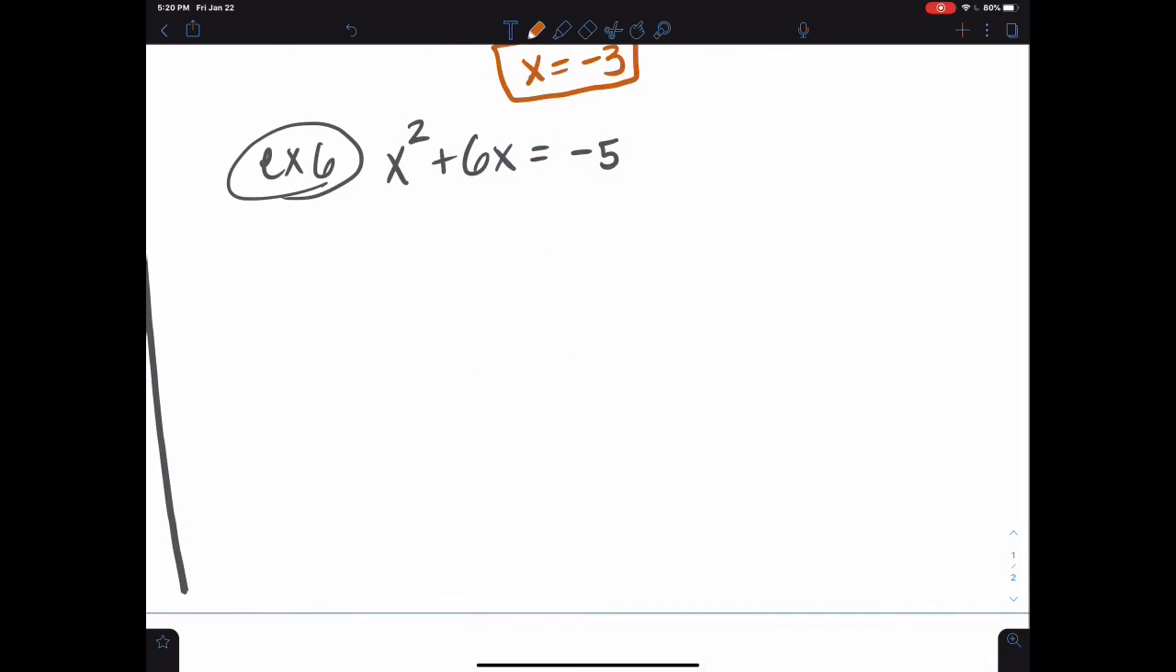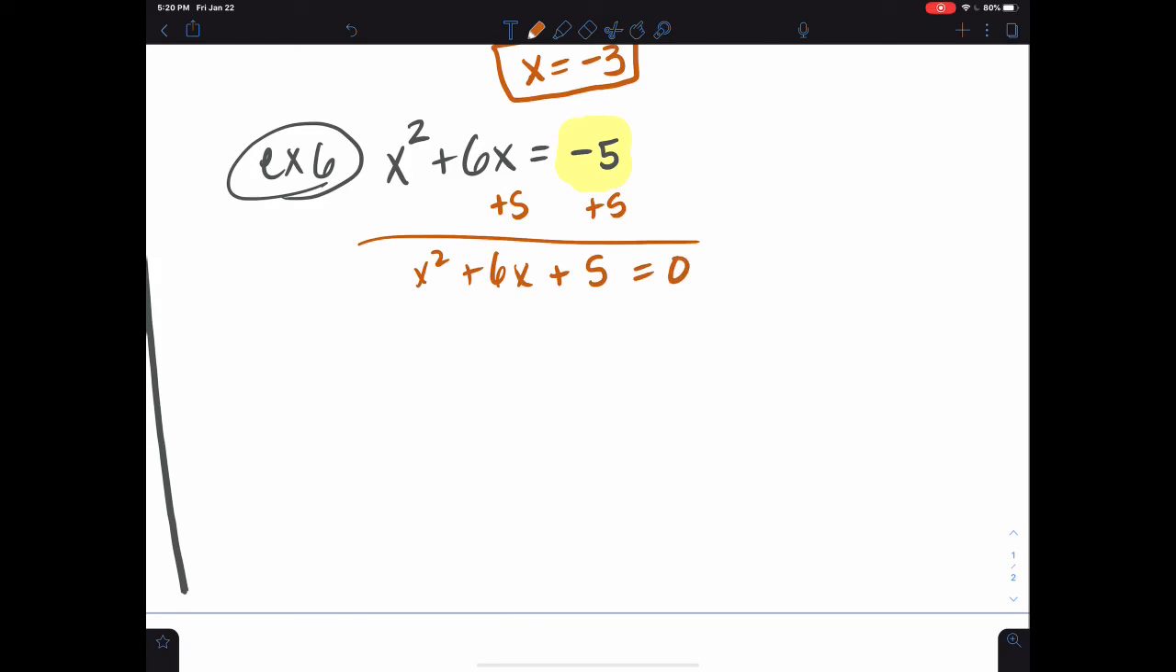I have one more. Now, the last problem that I want to do in this video is a problem where the equation's not equal to 0. But that's a really easy fix. All we need to do is move this negative 5 over to the left-hand side so that the equation becomes equal to 0. So we just have to do a little bit of rearrangement before we go ahead and factor it.